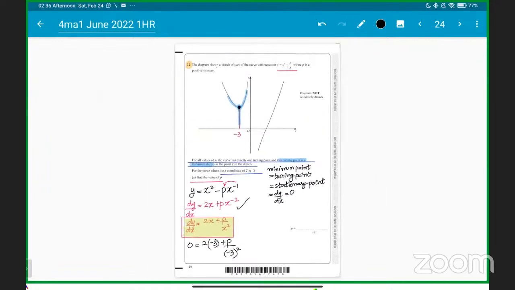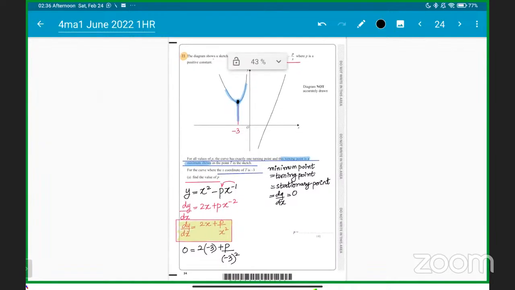So 1 or 2 marks for this, and 2 marks for finding out the value of p after plugging in the values.